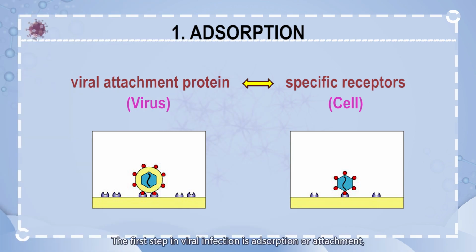The first step in viral infection is adsorption or attachment, interaction of a virion with a specific receptor site on the surface of a cell. The specificity of attachment determines the host range or tissue tropism of the virus.